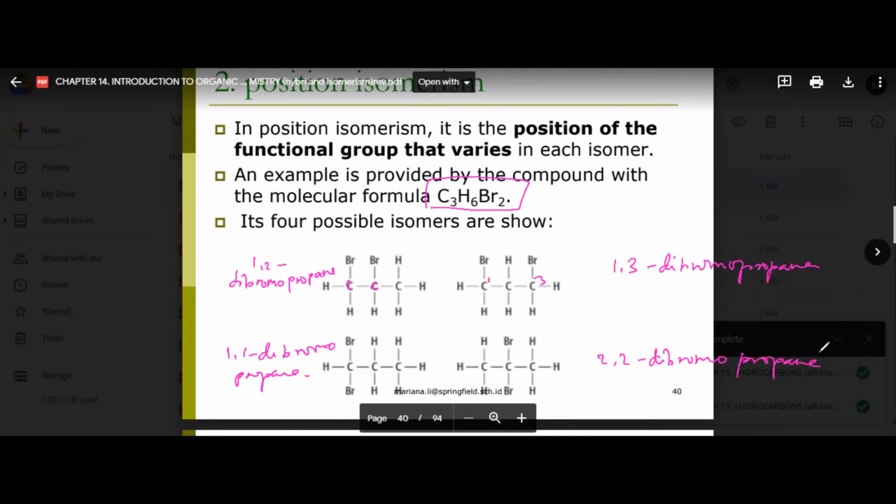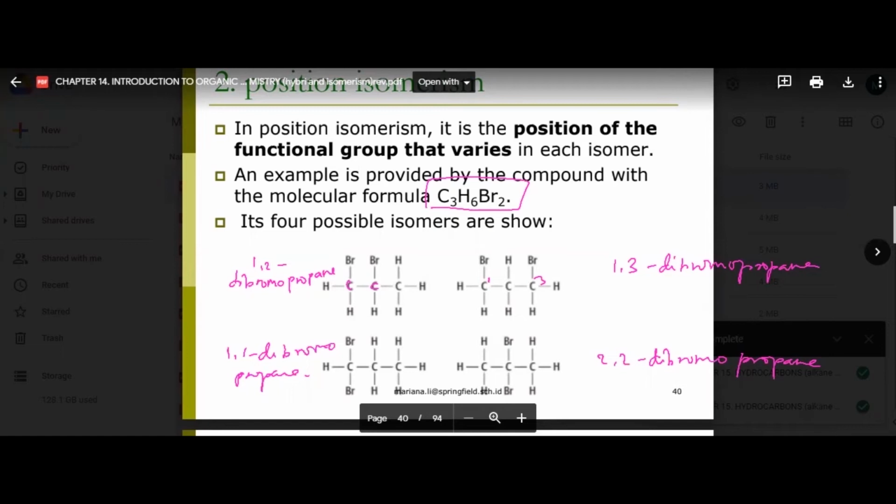Once again, the carbon-carbon chain is still the same. Propane, right? CCC. There are no branches. So this is not chain isomerism, but position isomerism. Once again, since the position of the functional groups differ.